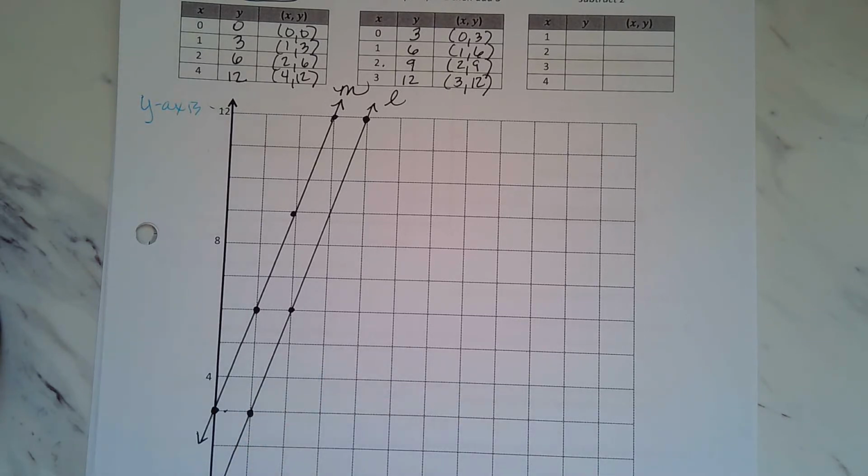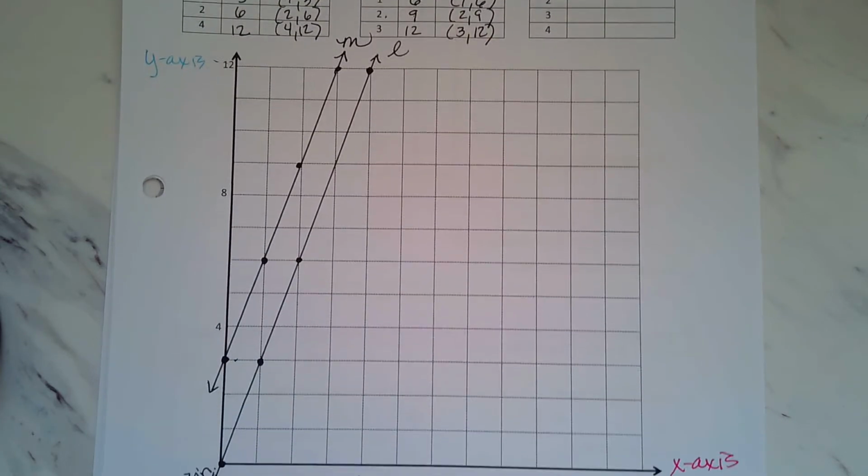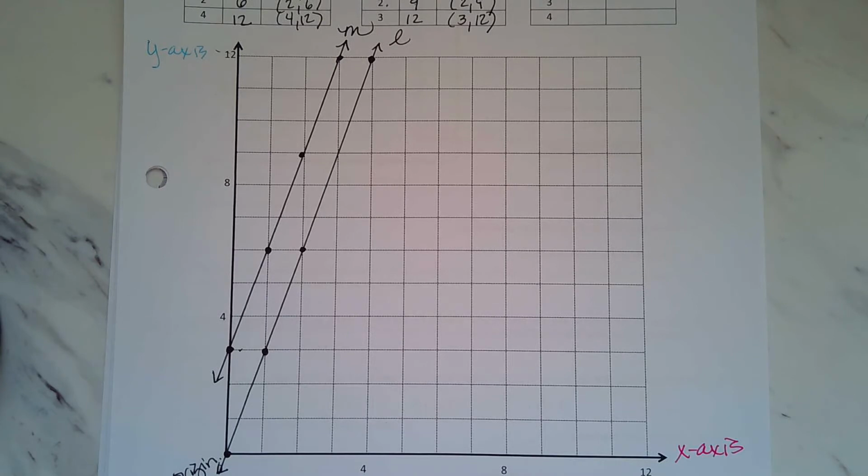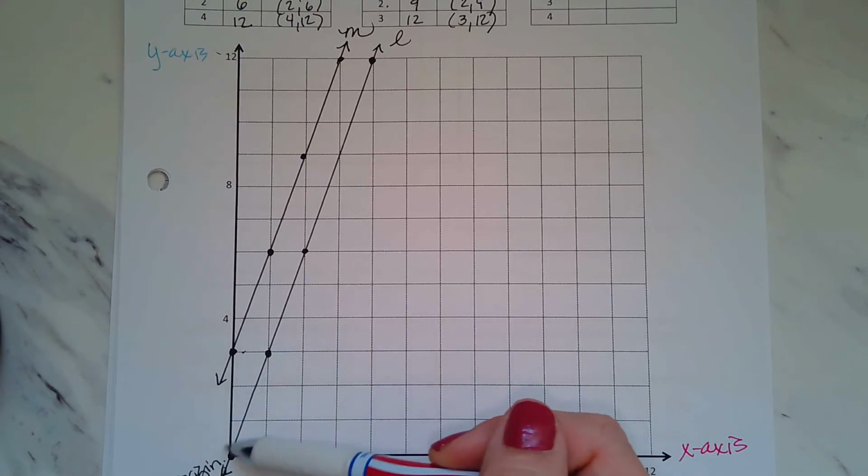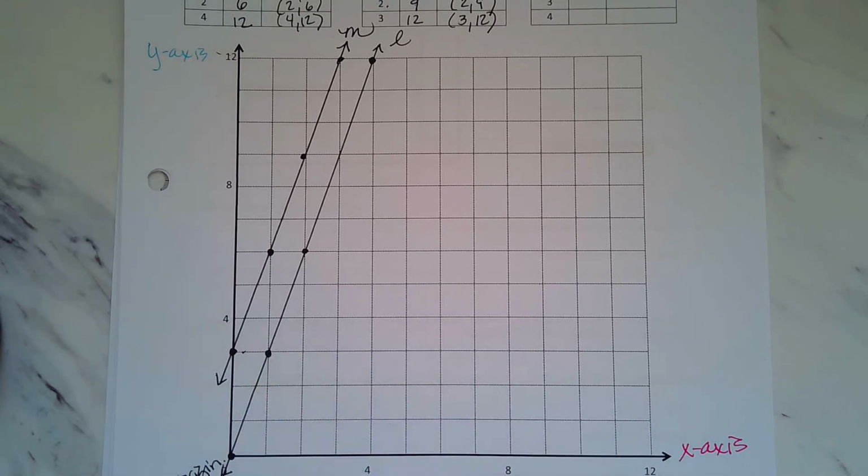So, do lines L and M intersect? No, because they're parallel. Which line is steeper? Well, they're actually equally steep. What is the difference about the lines, though? The points on line M are farther from the x-axis than the points on line L. So line M does not pass through the origin. It goes up by 3, right?